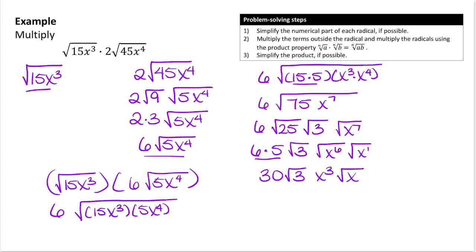So now let's pull out the terms that are outside the radicals. So we have 30x cubed. And then we have the square root. Well, what's still under the square root is 3 and x.